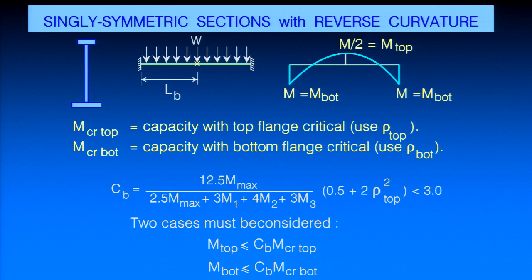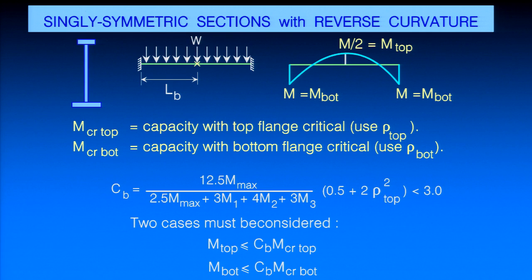I also would have to check that the maximum moment that causes compression in the bottom flange is less than C sub B times M critical bottom, because in this case, my bottom would be treated as IY of the bottom flange, and so on. Because we just can't tell from inspection here which flange is critical. Because in this case, actually, the moment at mid-span here is only half the value at the support. Although that's smaller, I have a smaller top flange there than the bottom flange.